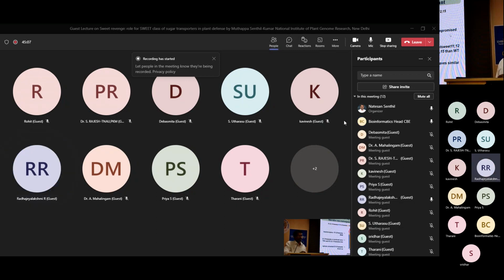Now you can see the response. Whenever you infect the same pathogen I'm talking about, the non-host pathogen, into the double mutant of 12 and 15, you can clearly see that the non-host resistance is compromised. Whenever 12 is silenced and along with it 15 is silenced, this compromise is much more.